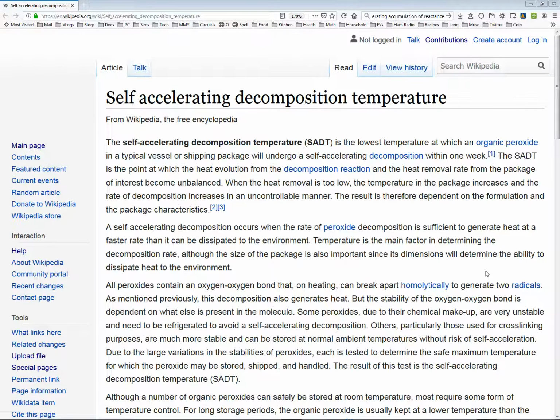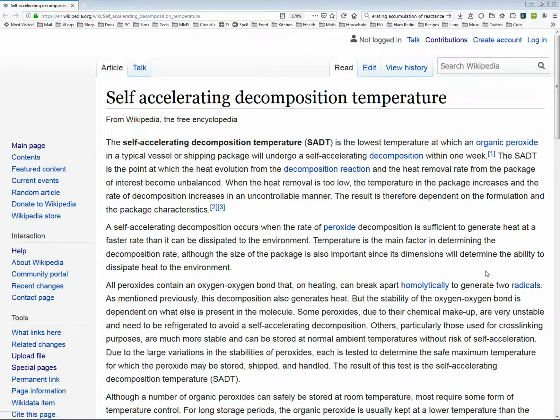DuckDuckGo, my favorite search engine. I rarely use Google. And immediately, I got the answer I was looking for. It's a Wikipedia article called the self-accelerating decomposition temperature. And you can see it has to do with peroxides, and it's amazing.